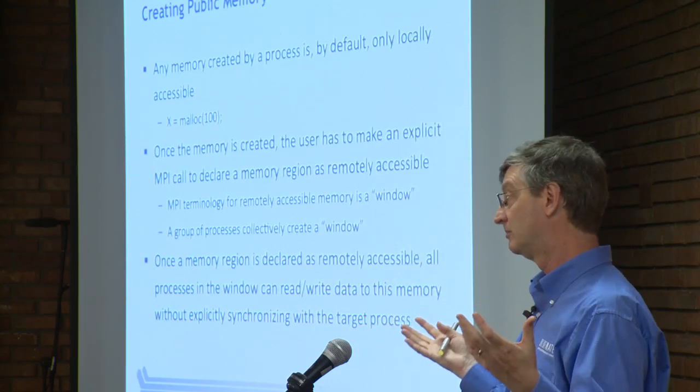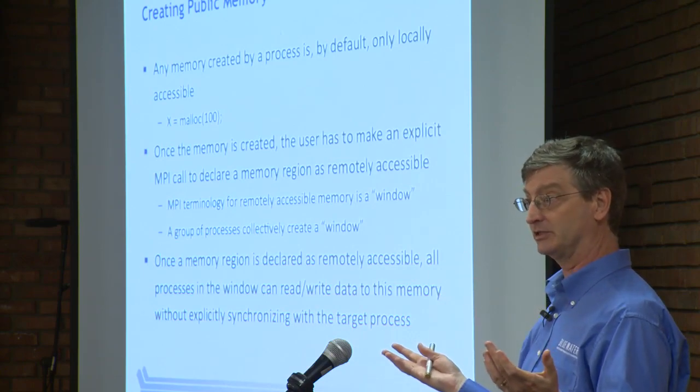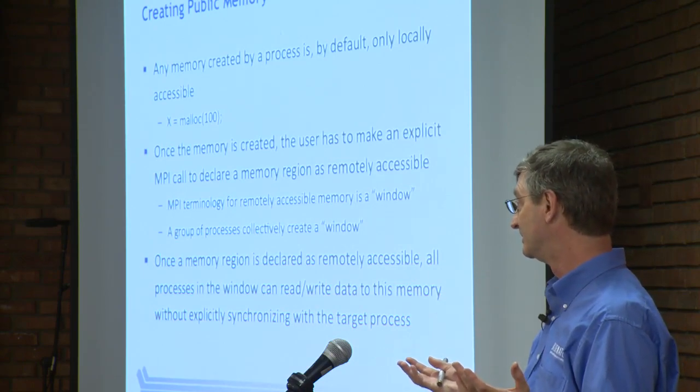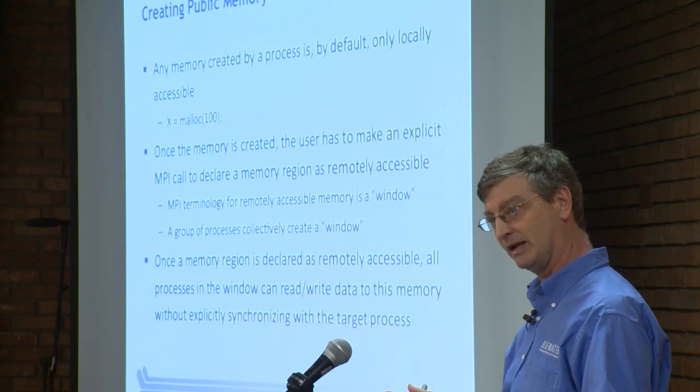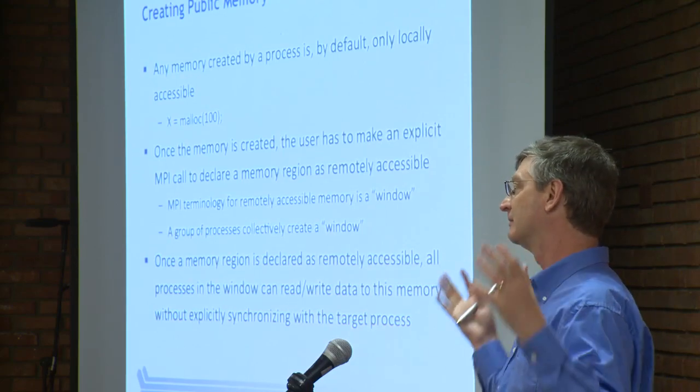So window creation is like communicator creation. It is a collective operation that the processes have to take part in. And that allows them to know about each other's memory and to have necessary communication channels. You might ask, what if I don't know the memory at the time I create the window? One of the things that MPI 3 added was a way to deal with that. So let me just defer that for a moment.